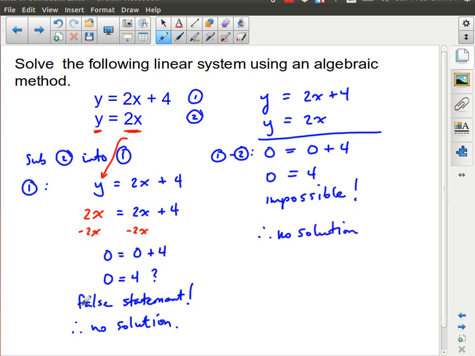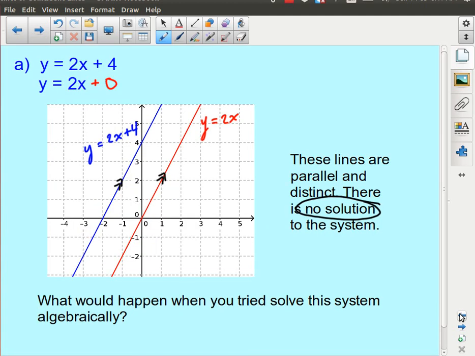So whether we say it's a false statement or an impossible statement, they all mean the same thing. And no solution is consistent with what we already knew was going to happen based on this diagram.